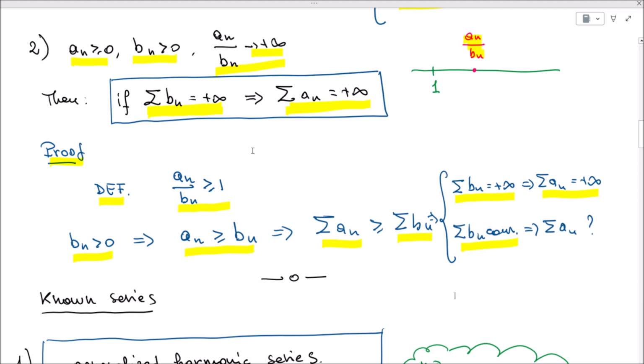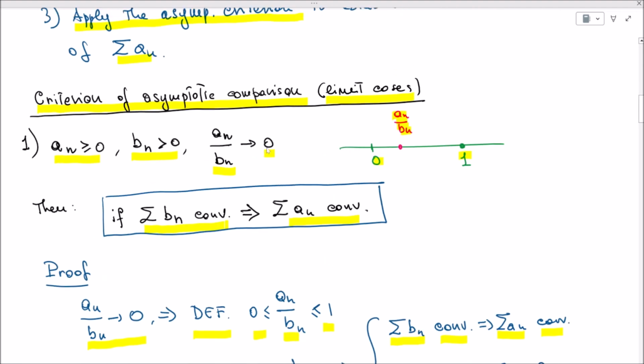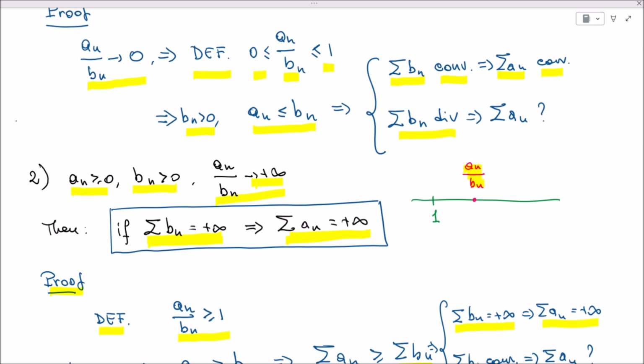So you see that these two parts of this criterion of asymptotic comparison in the limit cases basically deal with convergence and divergence in two different situations. If we are lucky and we have that the ratio An over Bn goes to 0 and the sum of Bn converges, then we can conclude that the sum of An is convergent. If instead the limit of the ratio is plus infinity and the sum of Bn diverges to plus infinity, then we can conclude that the sum of An is divergent as well.